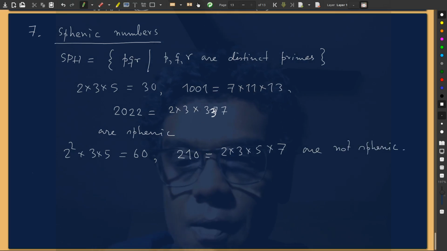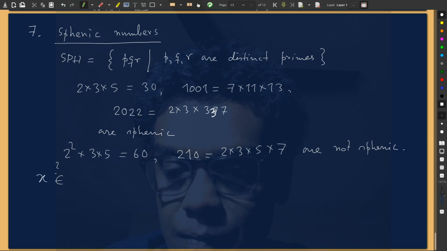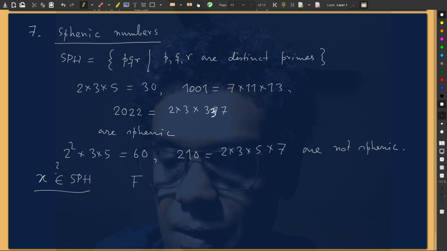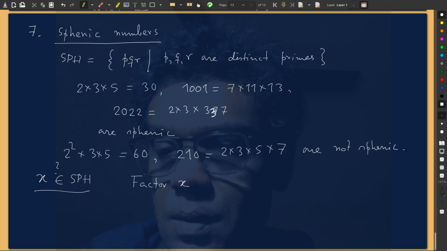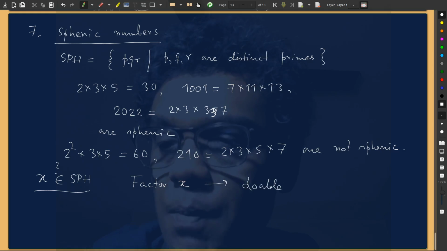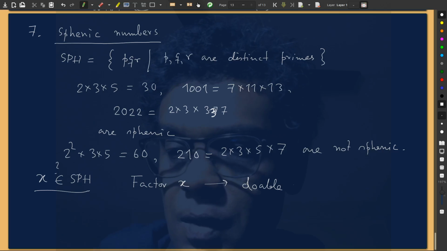Okay, so an algorithm to check whether X is in this set, what can you do? One possibility is to factor X. So it is doable in finite time, although it's actually not a problem that can be practically solved, but anyway it is doable in finite time.